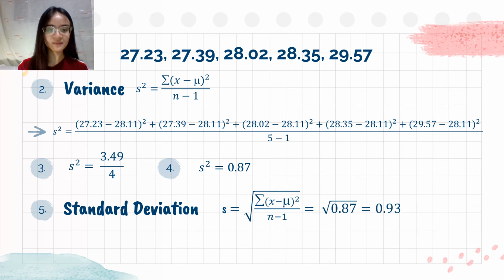0.87. So, next step is to find the standard deviation, which is we will just get the square root of the variance, which is square root of 0.87 is equals to 0.93. So, 0.93 yung standard deviation natin.